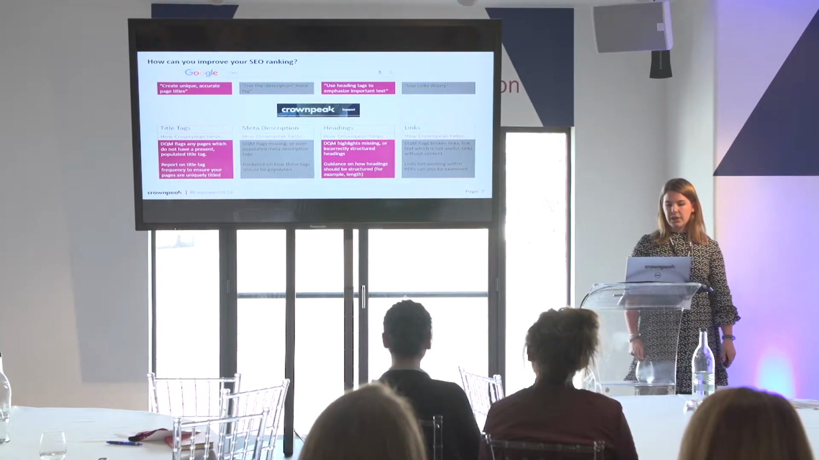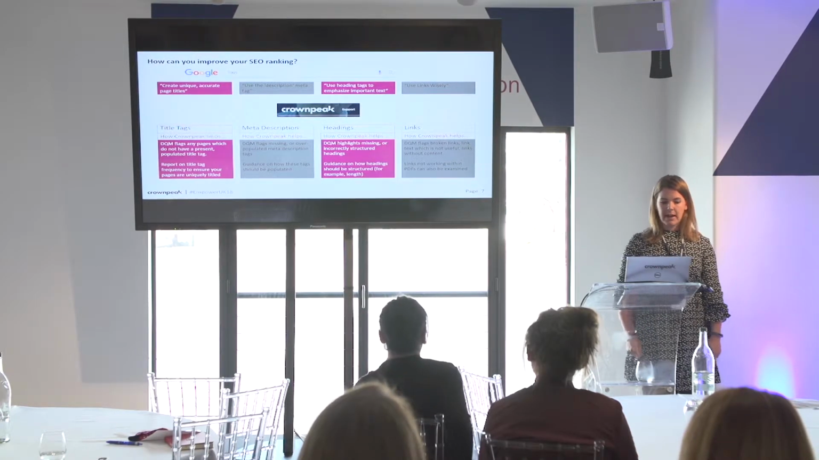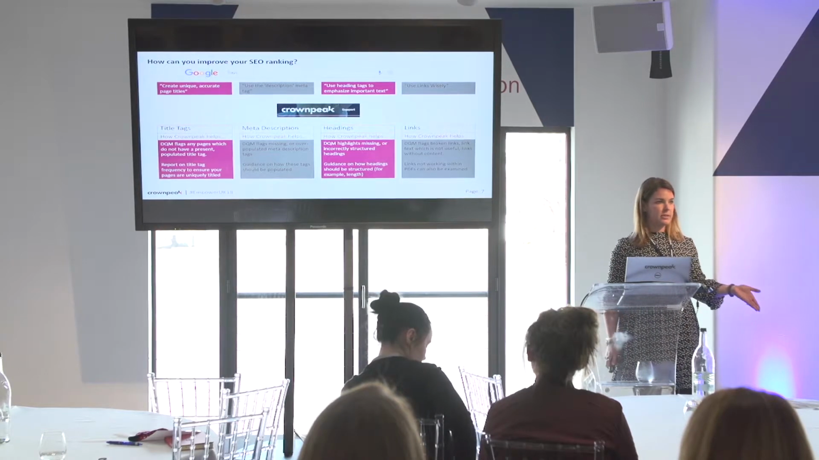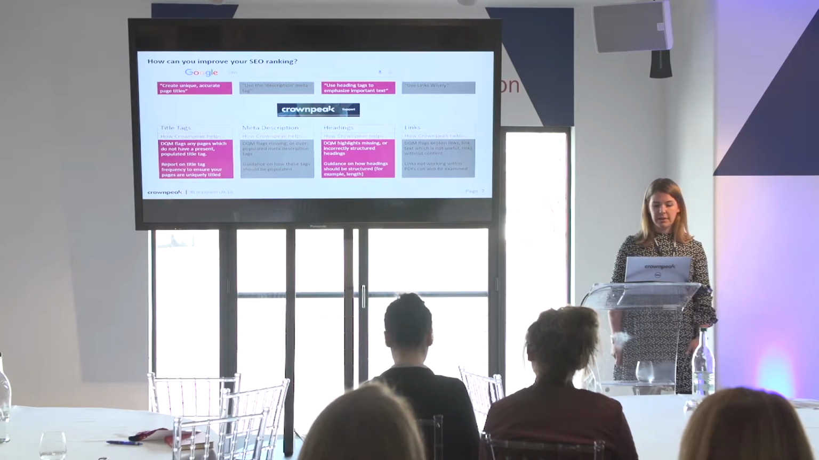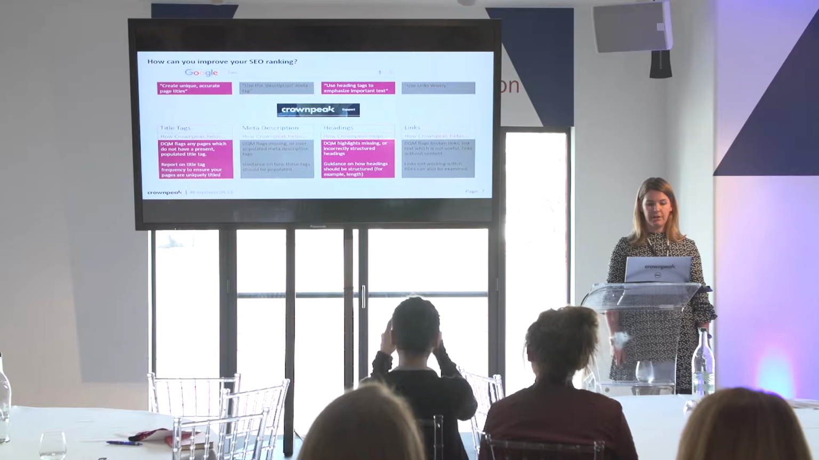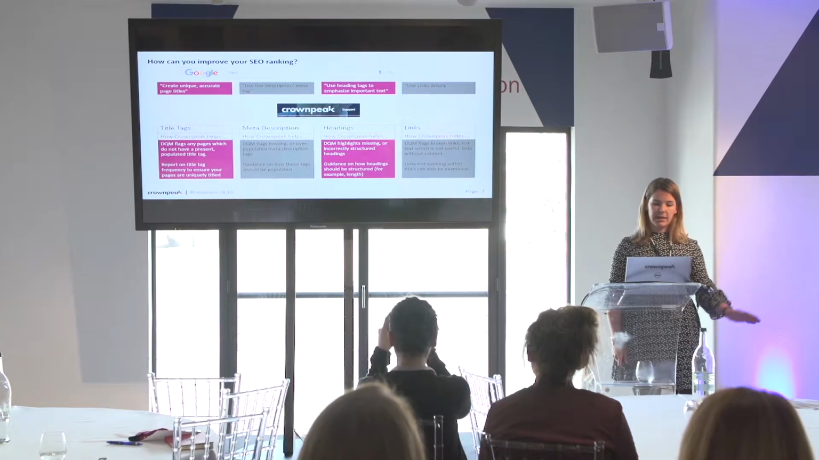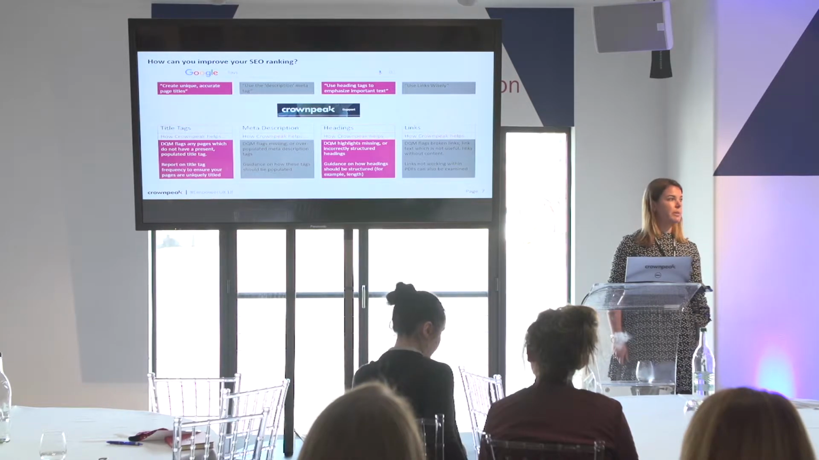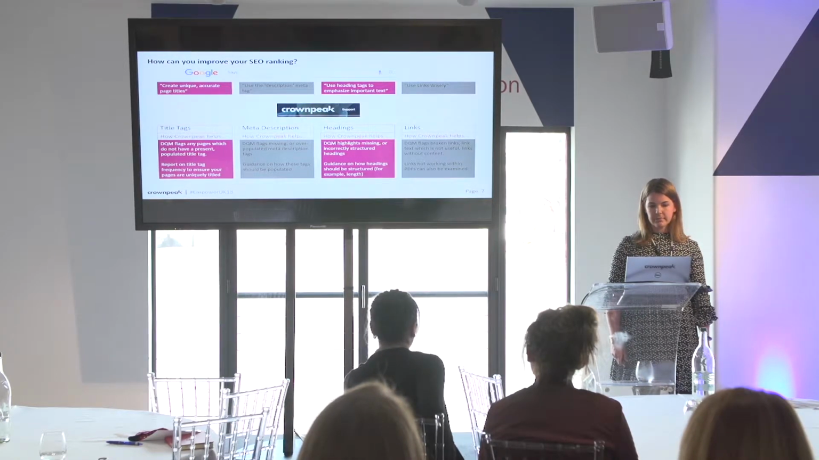So Google says create unique, accurate page titles. And how does Crownpeak help? We've got sections on title tags, a number of checkpoints that are reporting on the frequency that things are being used, pages which don't have a present title tag, omission of the company name, and things like that.